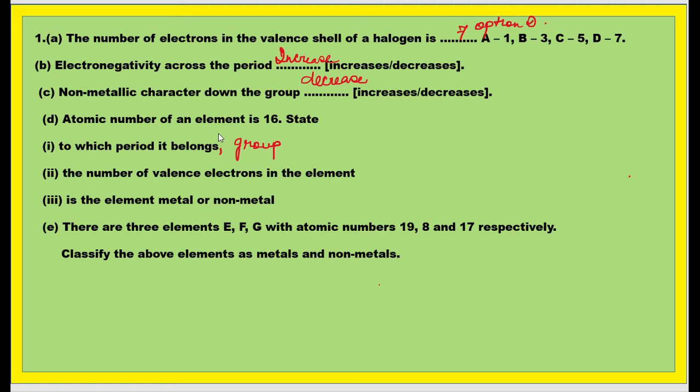Whenever you are given the atomic number of any element, the first and foremost thing you need to do is write the electronic configuration. If you are able to write the electronic configuration, you will be able to solve the question. So what will be the configuration for this atomic number? It will be 2, 8, 6. So how will you find out the period number? Period number is equal to the number of shells. So how many shells are here?